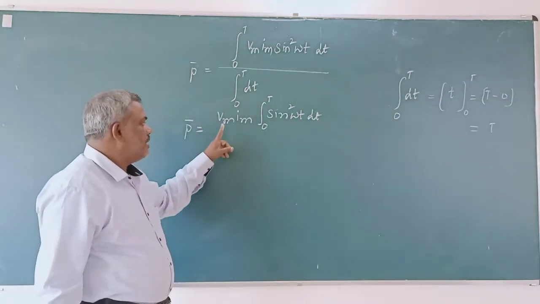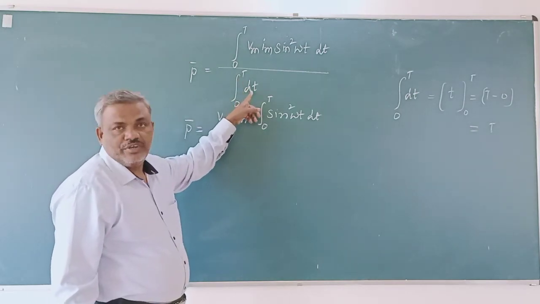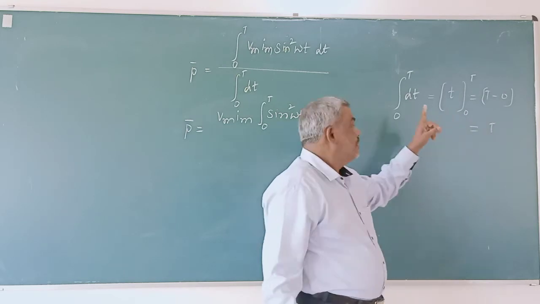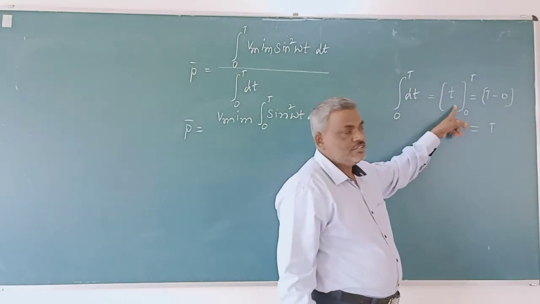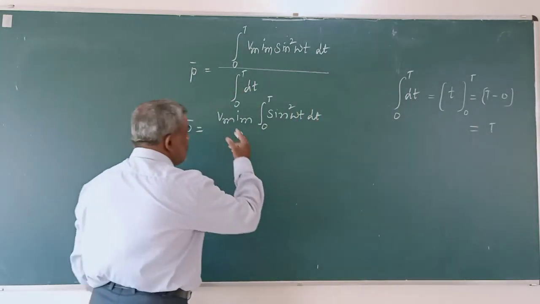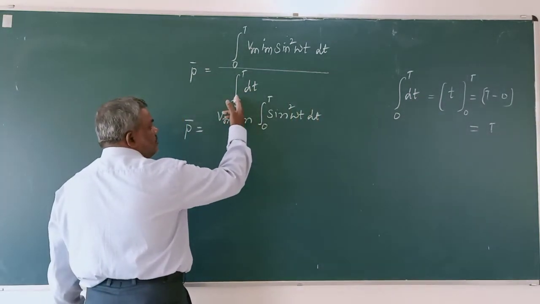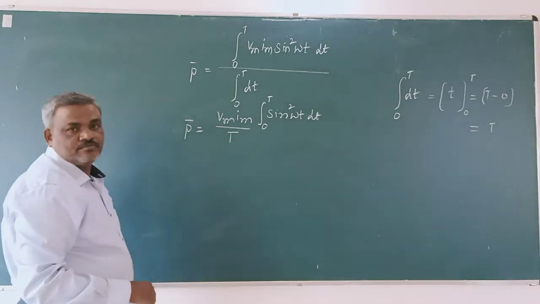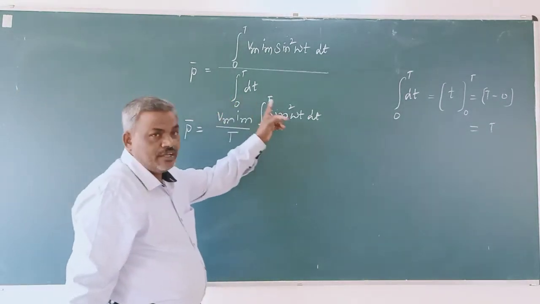So in the denominator, integral 0 to T dt, how much are you getting? Capital T. Integral dt equals t. Putting limits, T minus 0. So now the denominator, integral 0 to T dt, equals T. So this value is there, now you have T.